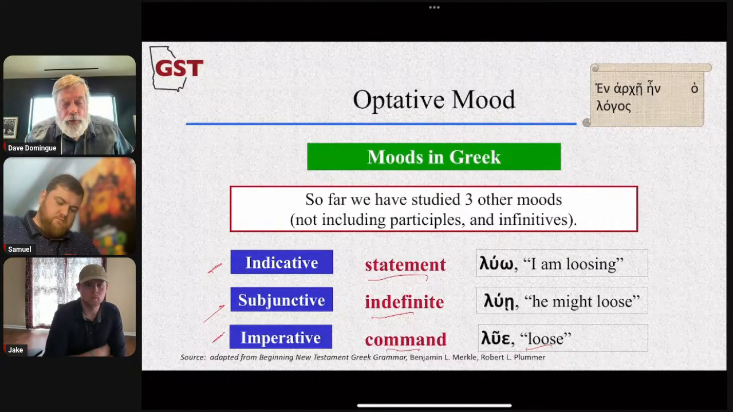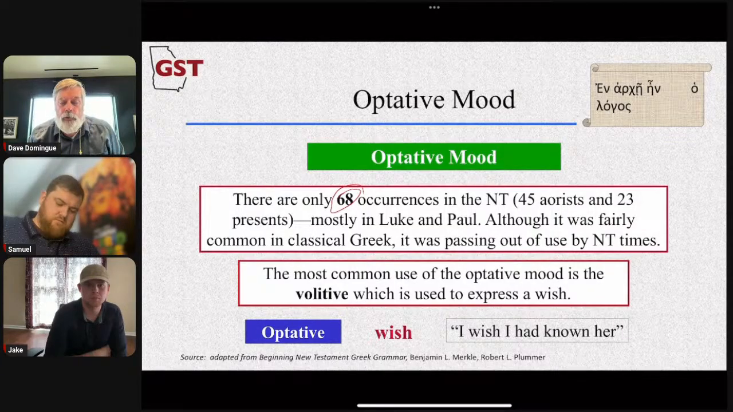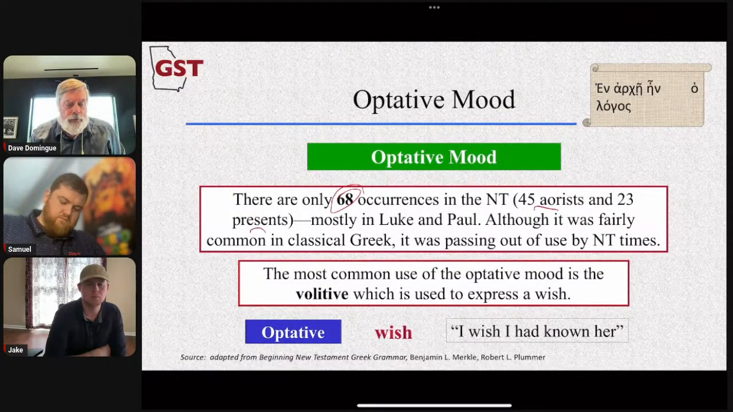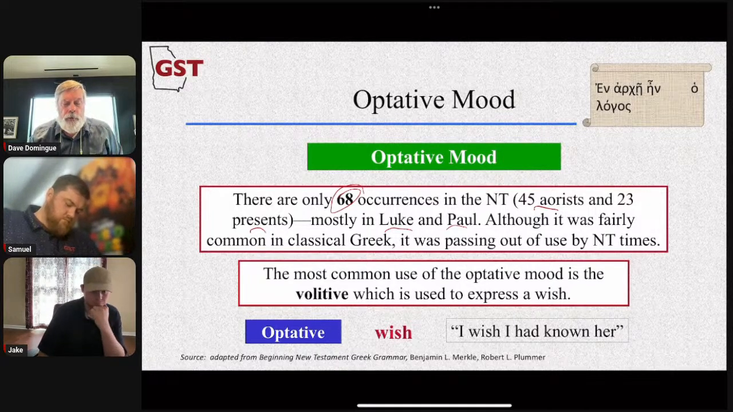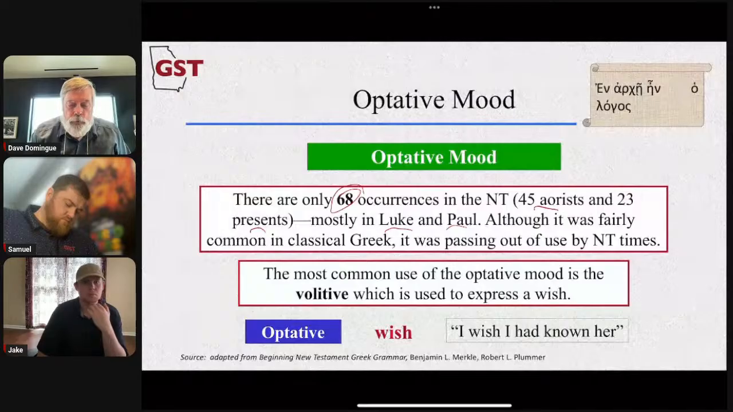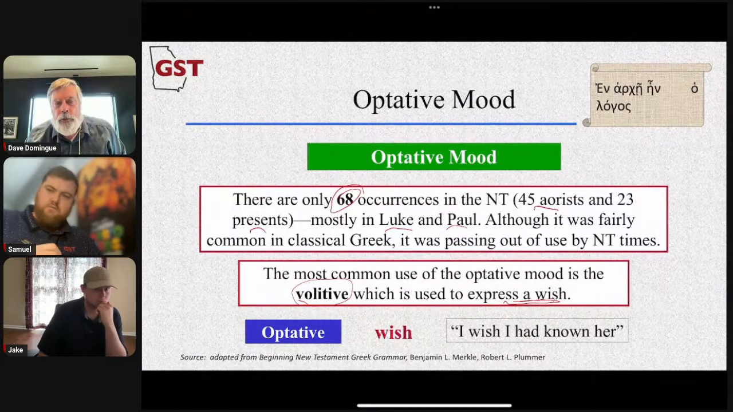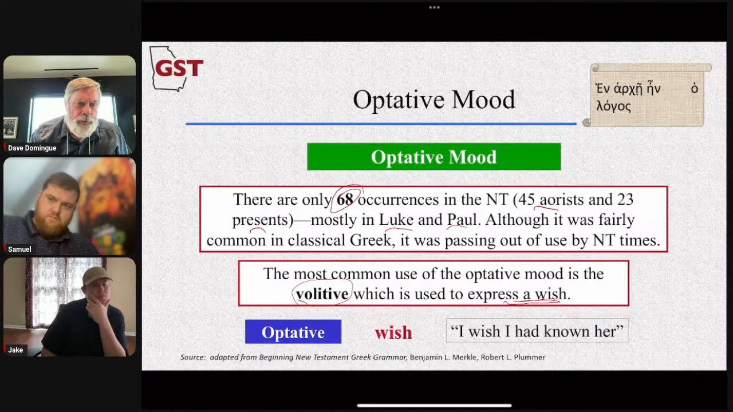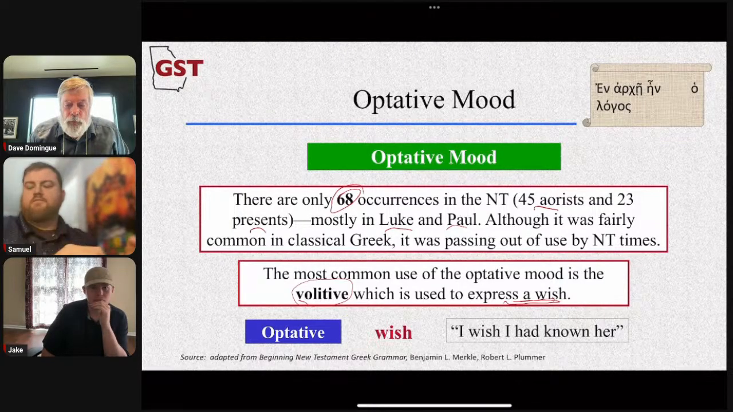But there is another mood, and that's the optative mood. There are only 68 occurrences in the New Testament, 45 aorist tense stems and 23 present tense stems, mostly Luke and Paul. Although it's fairly common in classical Greek, it was being phased out by the time of New Testament Koine Greek. The most common use of the optative is what we call the volitive, which is used to express a wish. I wish I'd known that. I wish you'd have told me that before I did this. That's the optative. It's more of I desire or I wish or I hope.